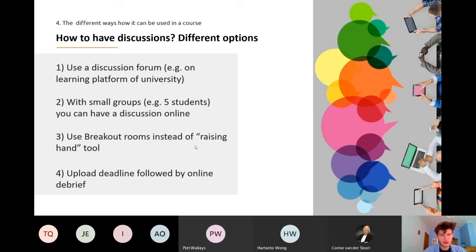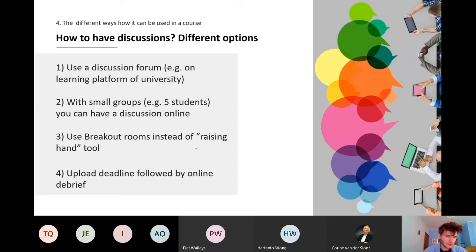With small groups, a regular webinar setting, of course, should be possible, like we are doing here as well. If you have bigger groups, again, breakout rooms are very nice. We think it's a lot better than the raising hand tool because that's, in our opinion, quite inefficient. And then, after the breakout rooms, you can, for example, ask one team to present their findings and then have another team react to these findings. So that's a way to go, for example.